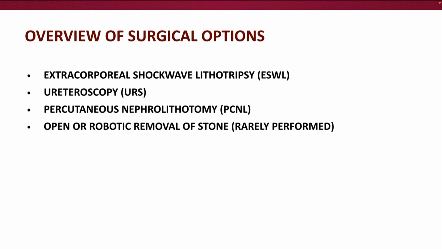All right, well, next we'll change gears a little bit and do an overview of surgical options. So there's 4 main categories of surgical options for kidney stones. There's extracorporeal shockwave lithotripsy or ESWL, ureteroscopy, percutaneous nephrolithotomy or PCNL, and then lastly, open or robotic removal of stone as a last-ditch resort when nothing else works, and that's pretty rare in this day and age to do.